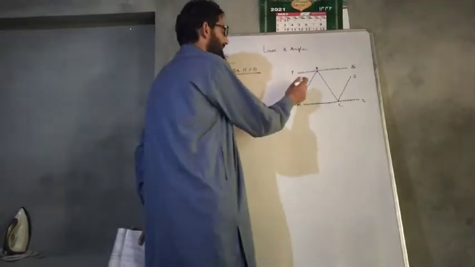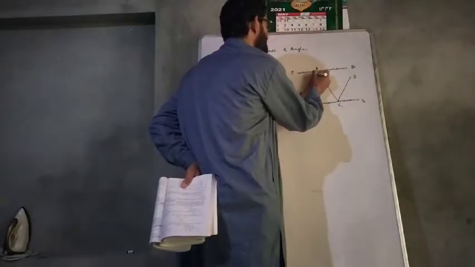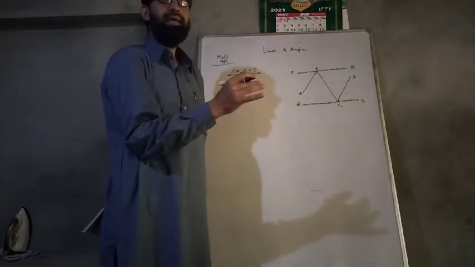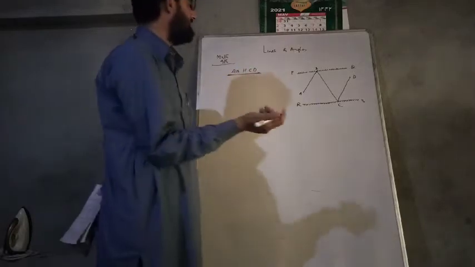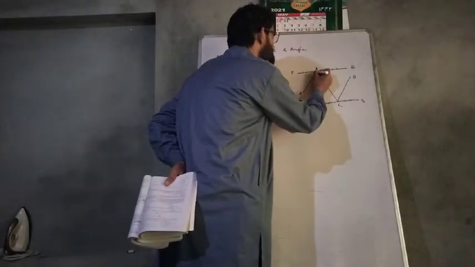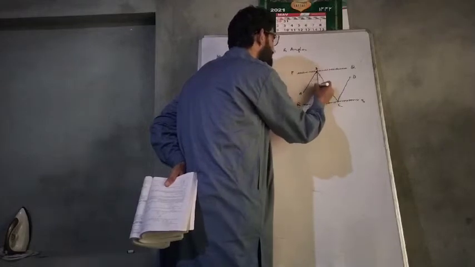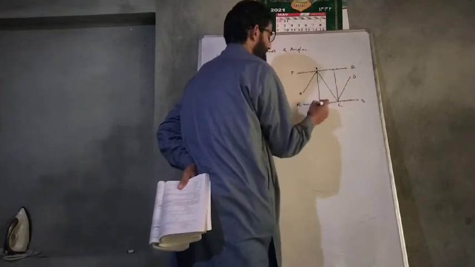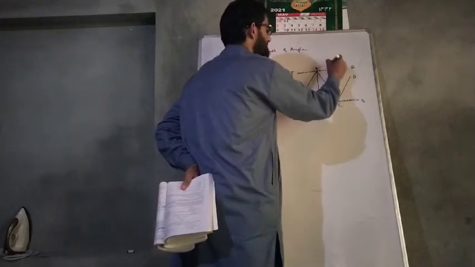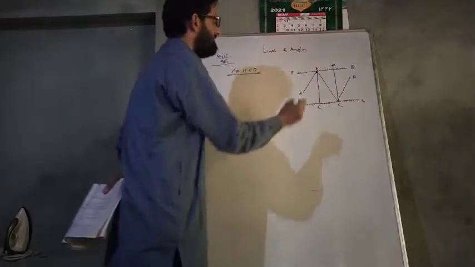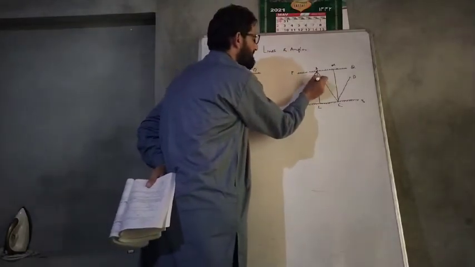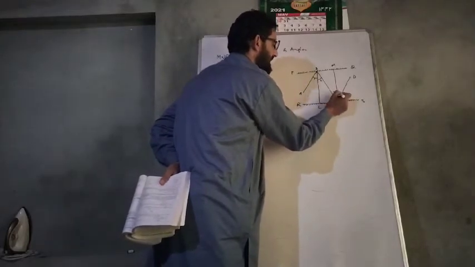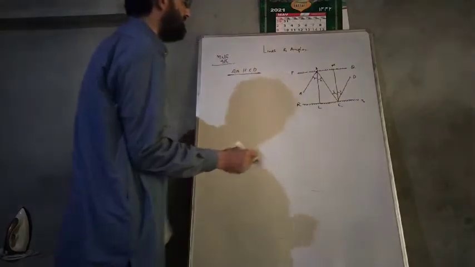Now we know that when a ray strikes a mirror, the angle of incidence is equal to the angle of reflection. And suppose this is the normal, and this is another normal. So this is BL and this is CM. Now this is the angle of incidence, angle 1, this is angle 2, the angle of reflection. Again, this is the angle of incidence, angle 3, and this angle 4 is the angle of reflection.